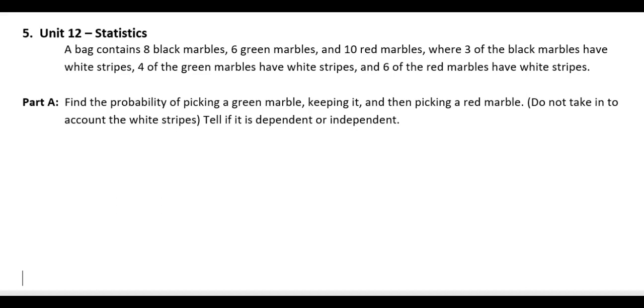So it tells us in Part A to find the probability of picking a green marble, keeping it, then picking a red marble. It says, do not take into account the white stripes for this one. Tell if it's dependent or independent. So the very first thing I need to do is count the total number of marbles. So that's what we're going to do first. We're going to add 8 plus 6 plus 10, and that's 24.